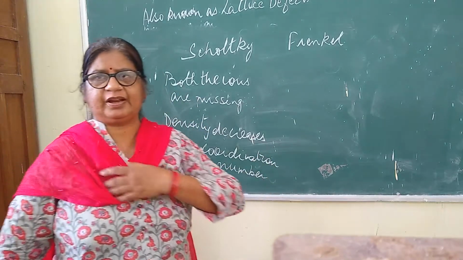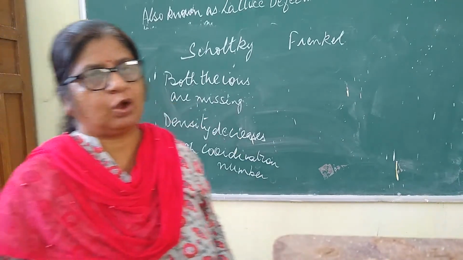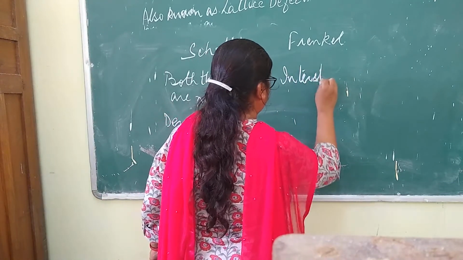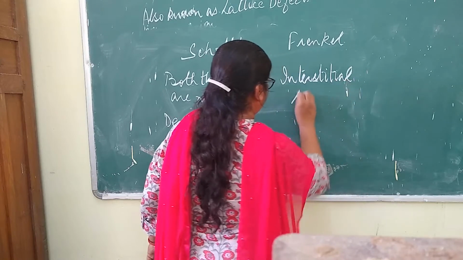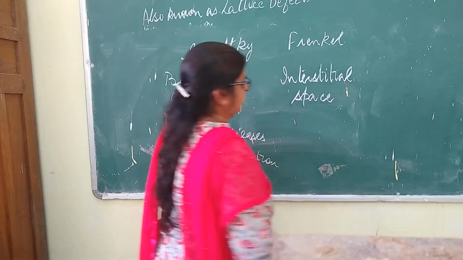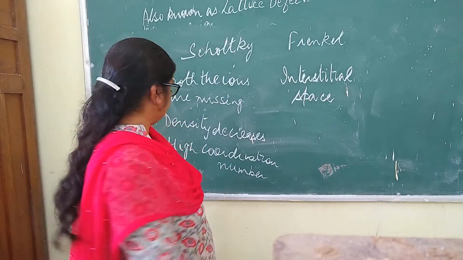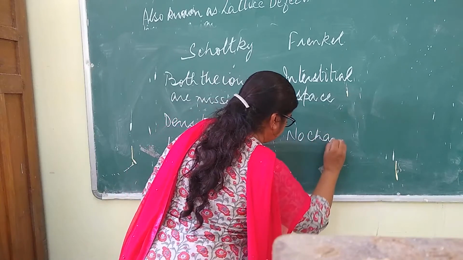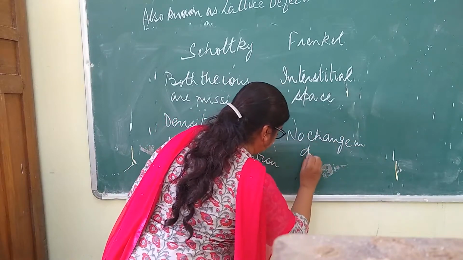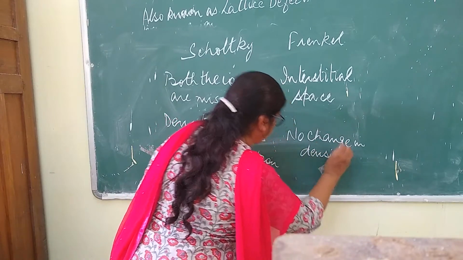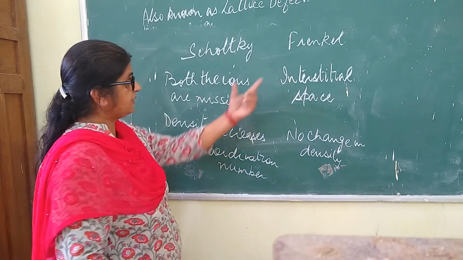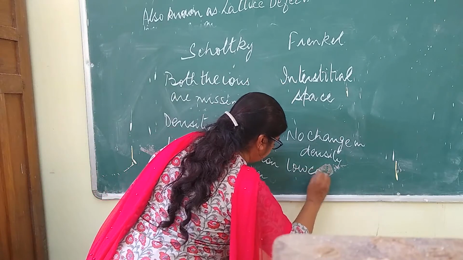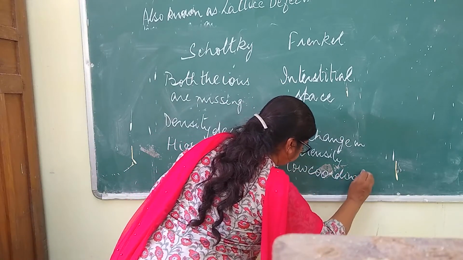Whereas in the Frenkel defect, the ions occupy the interstitial space in the crystal lattice. The density in the Frenkel defect, there is no change in density, and this Frenkel defect is seen in the solids which have low coordination.